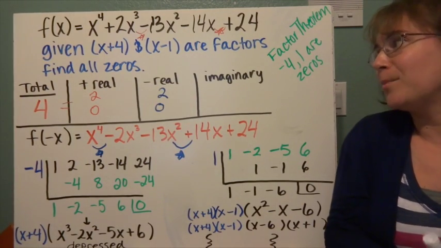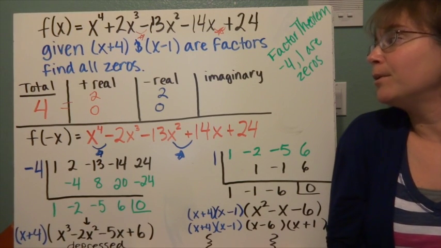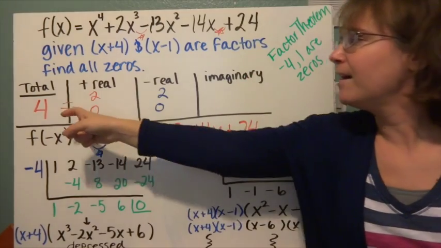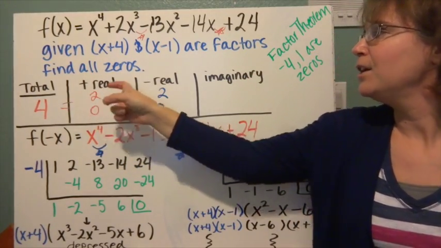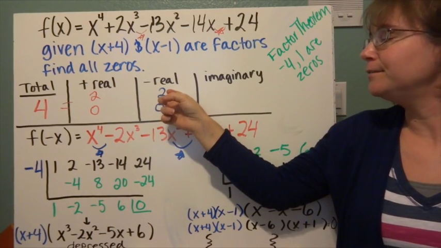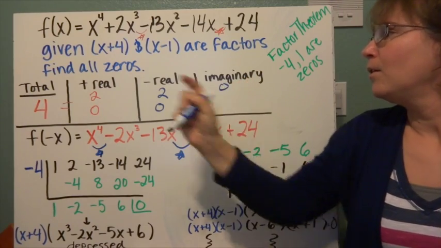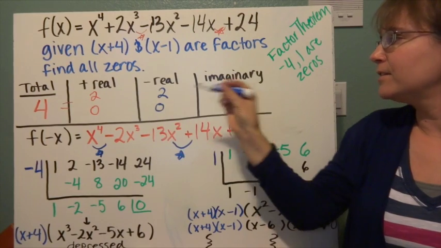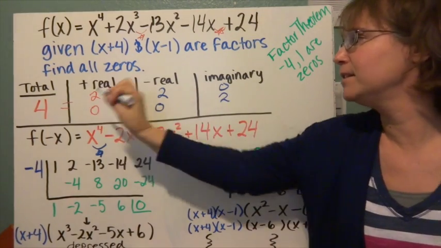Okay, so that's not really helping us a whole lot. We don't know for sure whether we have positive or negative real ones, but let's take a look at what our imaginary ones would be. So we have the possibility of having 2 positive. If we have 2 positive, we could either have 2 real negative, which would give us 0 imaginary, or we could have 2 positive and 0 negative, so that would give me 2. And the other way I could get 2 was having 2 negative and 0 positive.